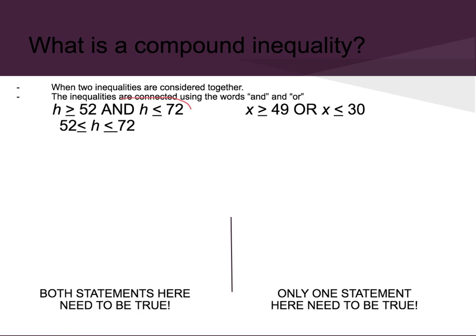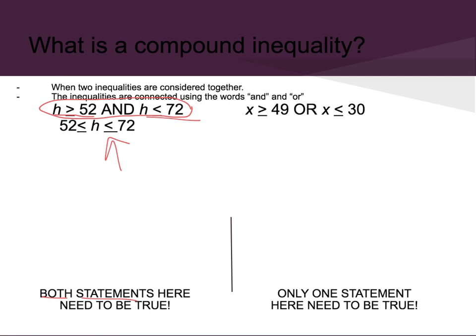So if we see in the instance here, we talked about compound inequalities that use the word and already, and we know that they can be rewritten like this, where we say 52 is less than or equal to h, which is less than or equal to 72. And both statements here need to be true in order to satisfy the inequality. H has to be both greater than or equal to 52 and less than or equal to 72.